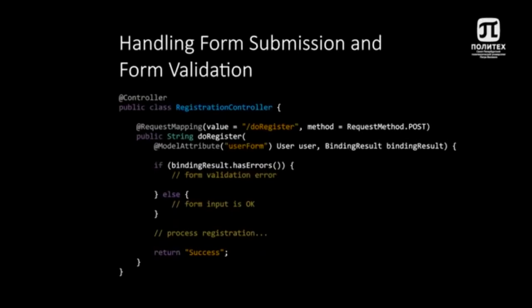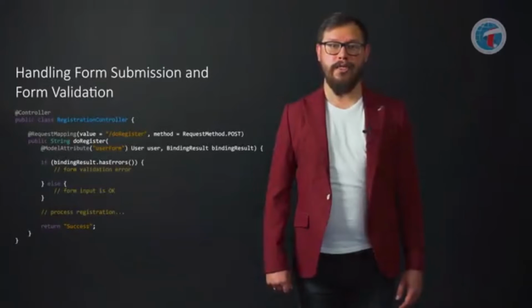Spring makes it easier to handle form submission by providing the model attribute annotation for binding form fields to a form backing object, and the binding result interface for validating form fields. The following code snippet shows a typical handler method that is responsible for handling and validating form data.